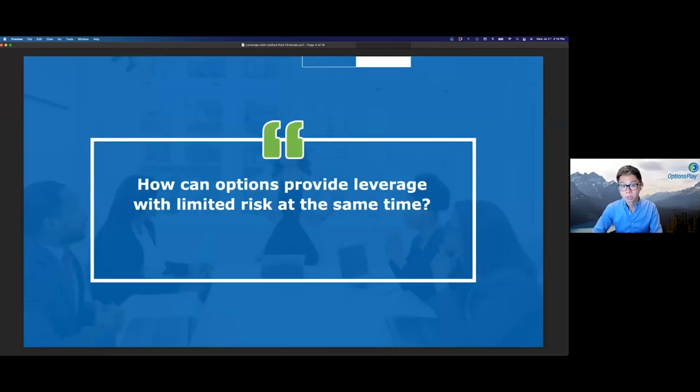But the primary question that I want to help investors walk away from today's session with is a clear understanding of how options can provide leverage, but do so with limited risk at the same time.